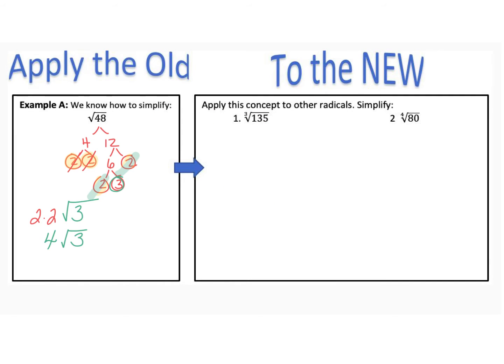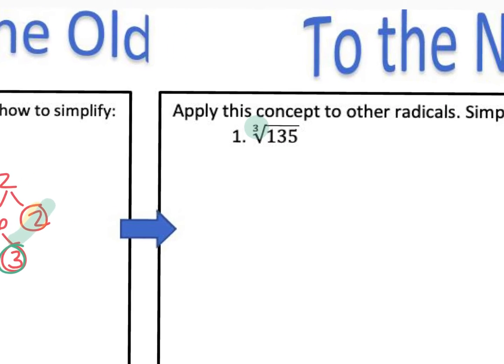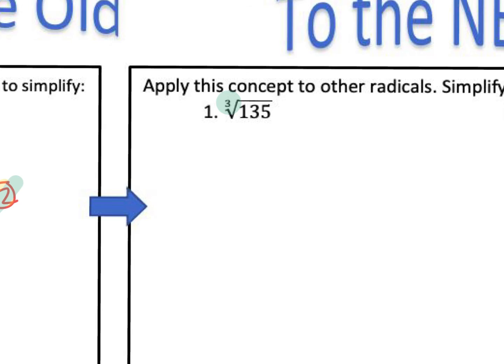So we're going to apply this concept now to radicals that are higher than just square root, where we do cube root, fourth root, fifth root, etc. So first thing I do is I look at the index on my radical. My index here is 3, the cube root. I begin by making my factor tree just as before. So factors of 135 would be 5 times 27. 5 is prime. 27 breaks into 9 times 3. And 9 into 3 times 3.